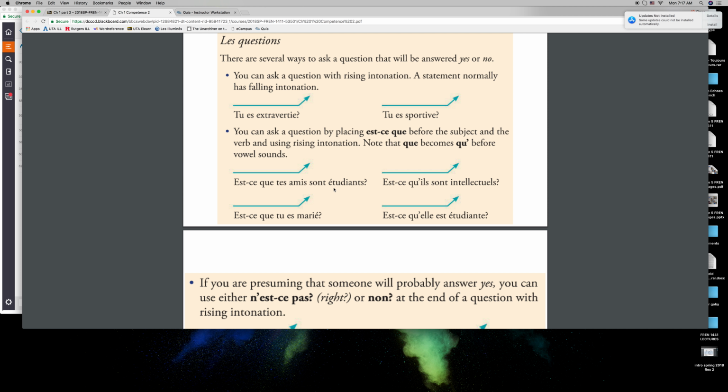Est-ce que tes amis sont étudiants? Tes amis, your friends, meaning they, right? So the answer and the question will be the same. Est-ce que tes amis sont étudiants? Oui, mes amis sont étudiants. Est-ce qu'ils sont intellectuels? Ils sont intellectuels. Est-ce que tu es marié? Je suis marié. Est-ce qu'elle est étudiante? Elle est étudiante.